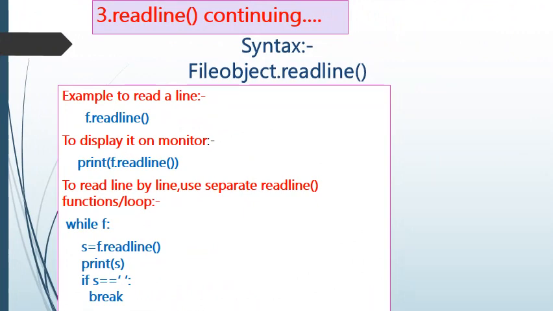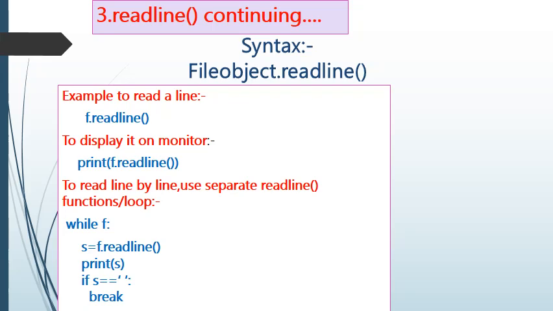We are continuing with the readline function itself. The syntax is file object dot readline. I have written examples statement-wise here; later you can see the program. f dot readline, as I told you, will read one line where the file pointer is currently pointing. And if you want to display that, use the print function.